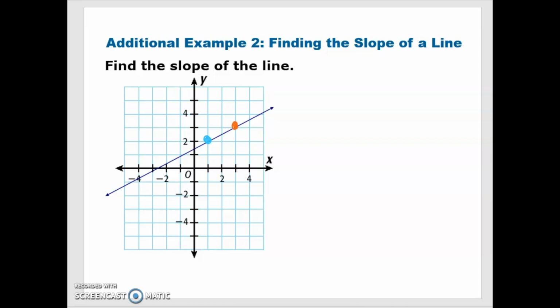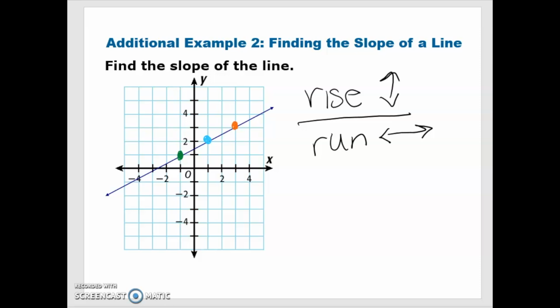So I'm just going to put a couple points of reference on our line. That way we can calculate the slope between those points. Okay, so again, it doesn't matter where I start and where I finish. What we're going to be doing is looking at the rise, moving up or down, compared to the run, which is moving to the left or to the right.